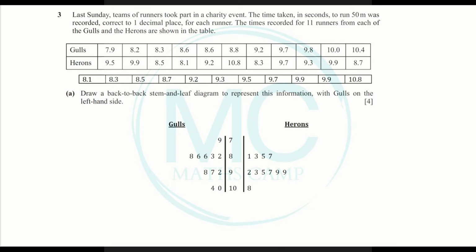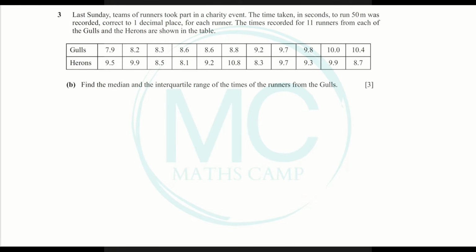When drawing your diagram, don't forget about a key. A key allows a reader to understand what you're saying. So in this case, I'm going to say that 2|8|1 shows 8.2 for the gulls and 8.1 for the herons. Now we can move on to part B.